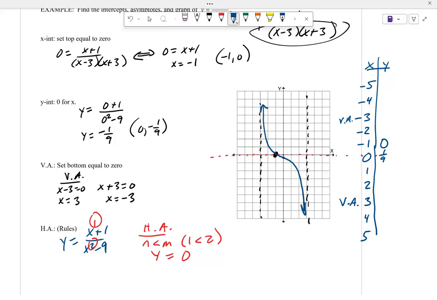This is not the greatest graph, but I want to plug some points in. Let me throw in like 4 for a second. Let me just double check where 4 is. 4 plus 1 over 4 squared minus 9. I got 5/7. So 4 and I'm up 5/7. And again, plot a bunch of points on that. Same thing over here. Plot a bunch of points. You kind of get the feel for that. That'll help you get some accuracy.